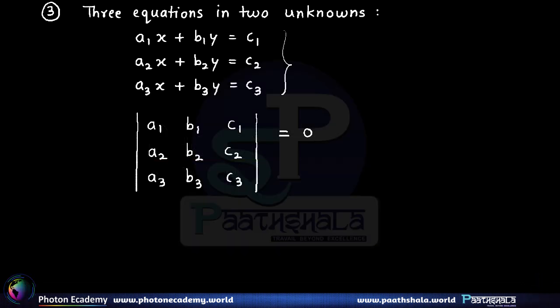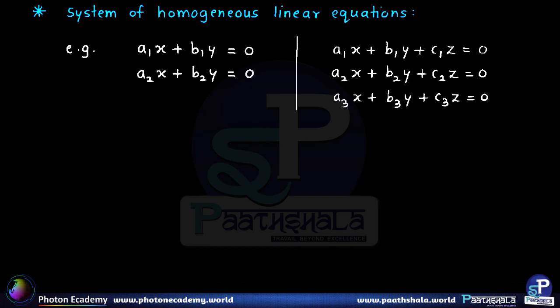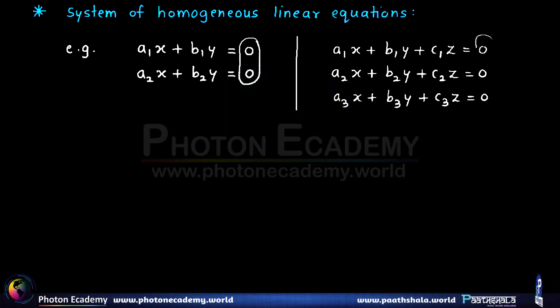Now let us go ahead to study the system of what are called homogeneous linear equations. Here homogeneous means the constant term must be 0 in all the equations. So here we have two examples, that is two sets of equations. First is a set of two equations in two unknowns, and the other one is a set of three equations in three unknowns.